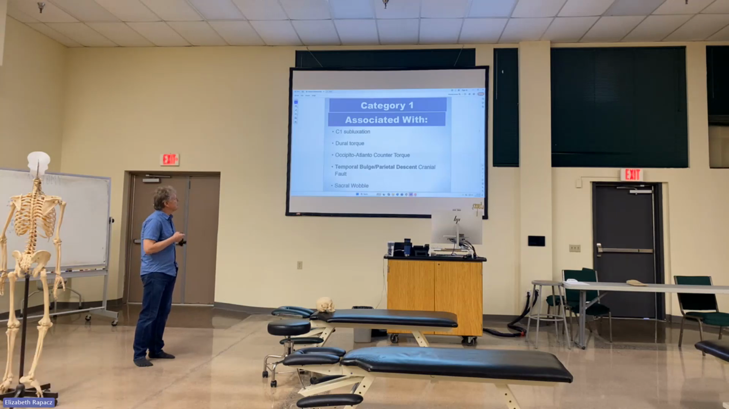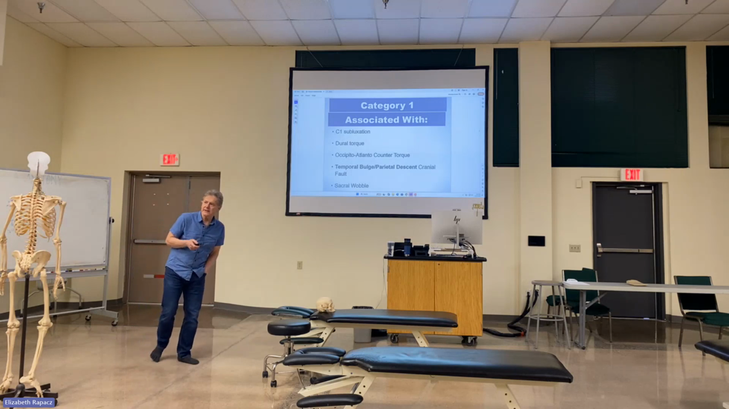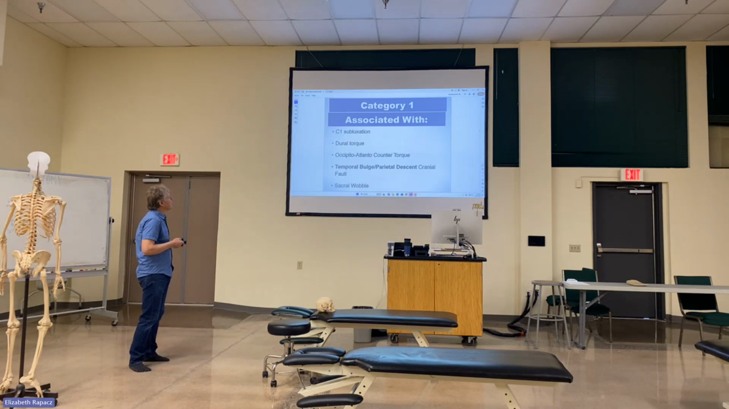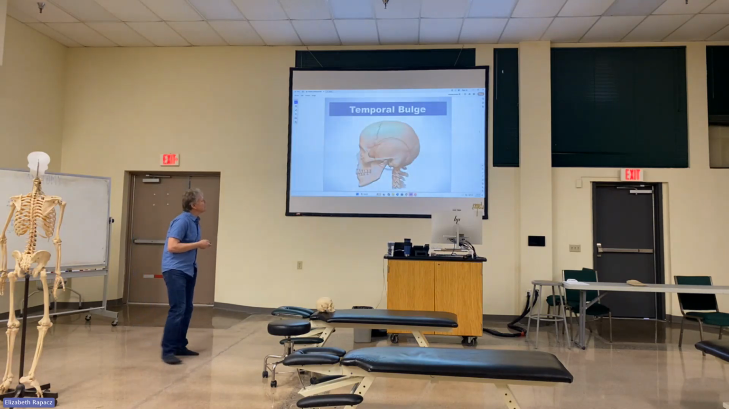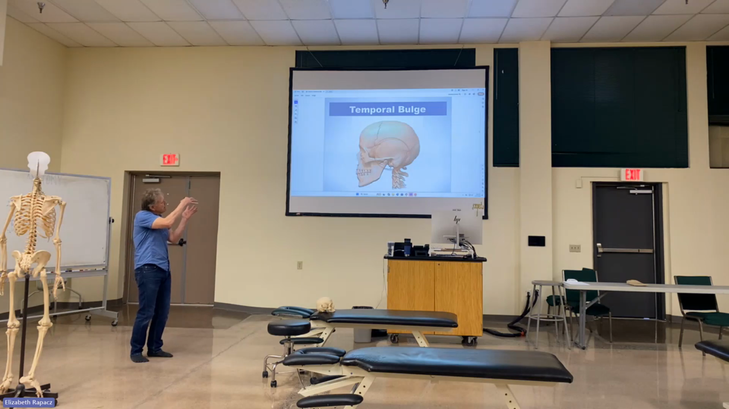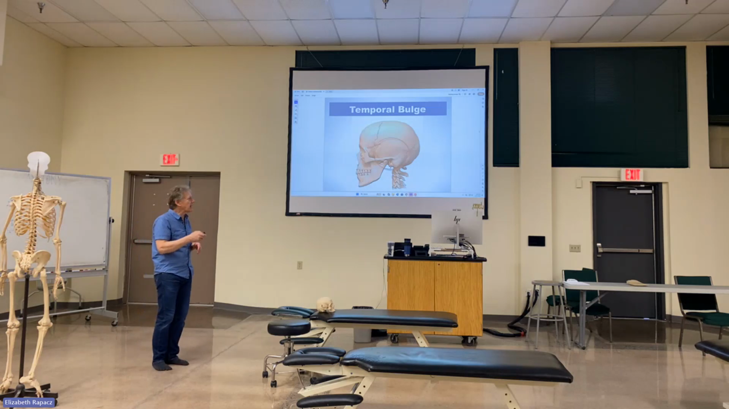So anyway, these are when you see category 1, like, about half of us in here had the category 1s. You'll often see temporal bulge. So the temporal bulge is basically an out-bulging of the parietal bone and the temporal bone. Now, of course, there's other things involved, but that's the main thing that will become obvious.